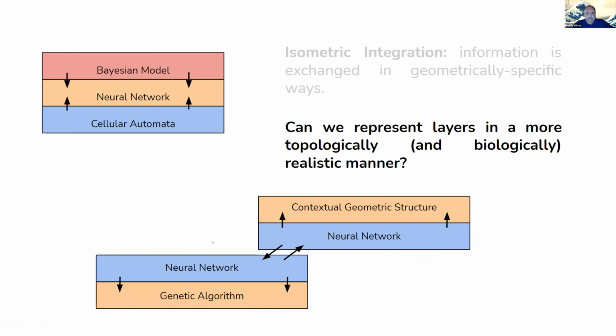But can we go back to isometric integration for a minute? Can we represent these layers in a more topologically and biologically realistic manner? So I've showed you the Braitenberg vehicles, the developmental Braitenberg vehicles. I've showed you an example of a more symbolic model, and then I've shown you models of how this might fit into an agent-based setting where you have agents that are interacting in a population. You also have other types of things that we're doing. So how do we make this more biological and not just these boxes?